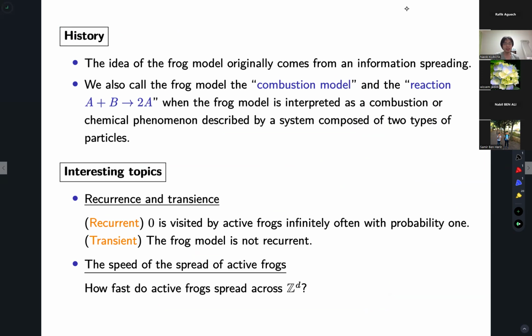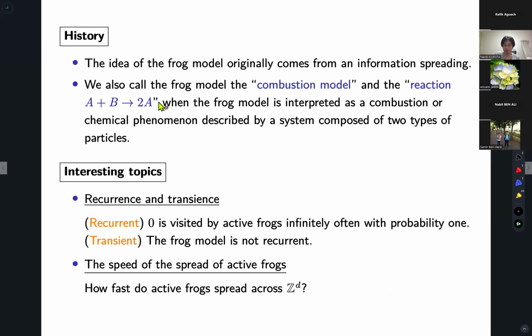This model was originally introduced by Ravi Shankar around 2000. I like animals, so I prefer the name frog model, but this model has many names depending on the situation. In particular, we can see the following two names: combustion model and reaction model.